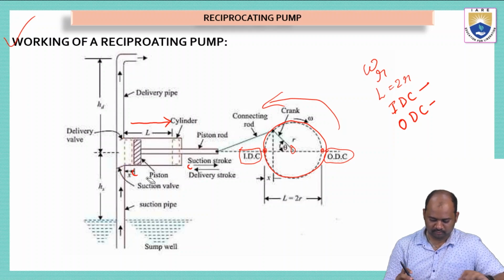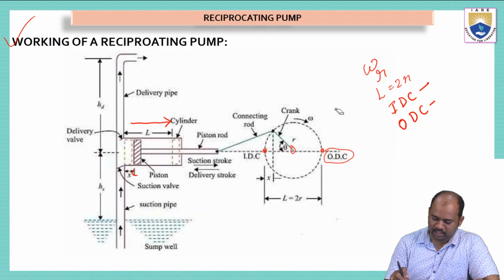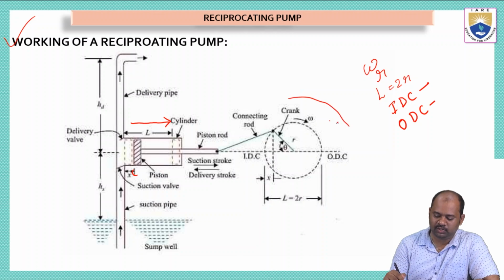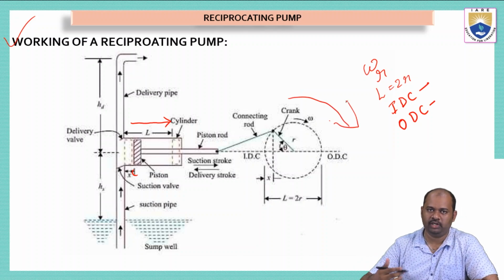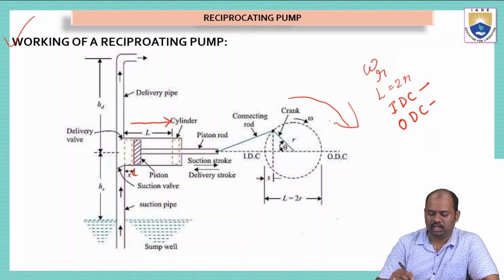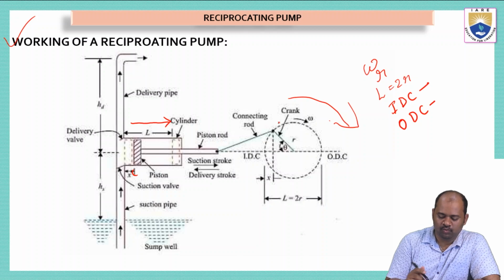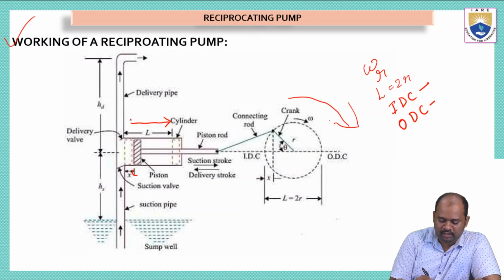Now, the next thing. When the crank is rotating, we have applied some mechanical energy and it is rotating with a velocity omega. Rotational velocity is taken as omega. When it rotates in this motion, the piston will be moved. If this is rotating in anti-clockwise direction, the piston will move from left side to right side, in this direction. The piston will move from here to here.